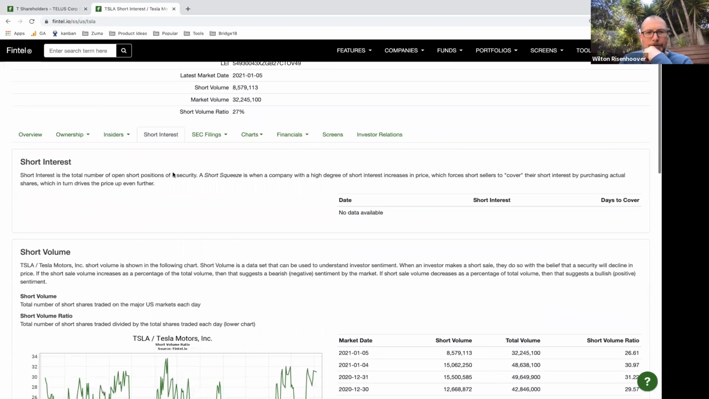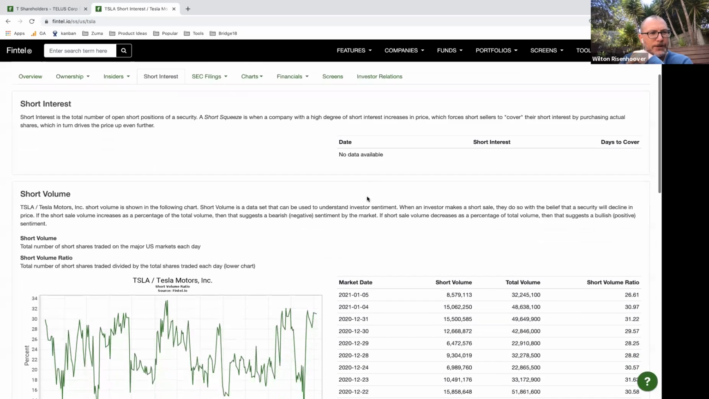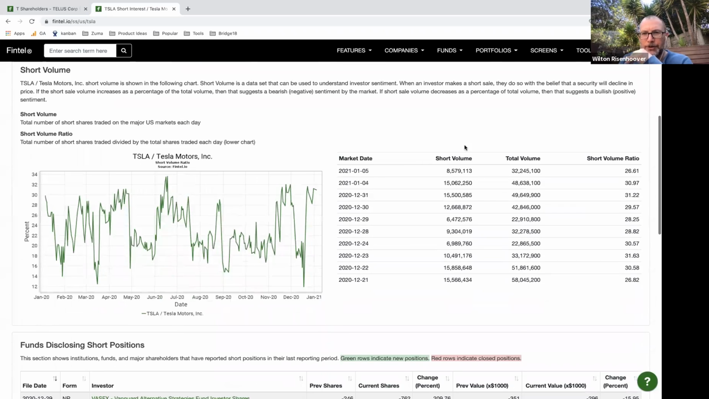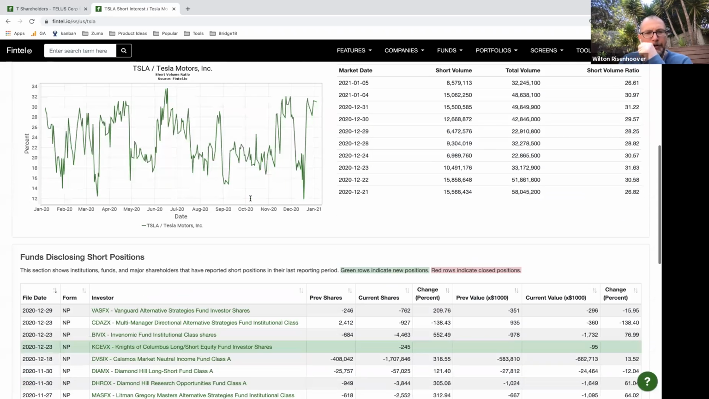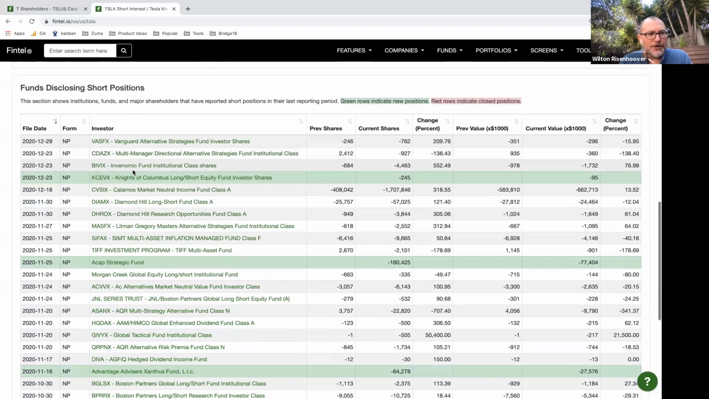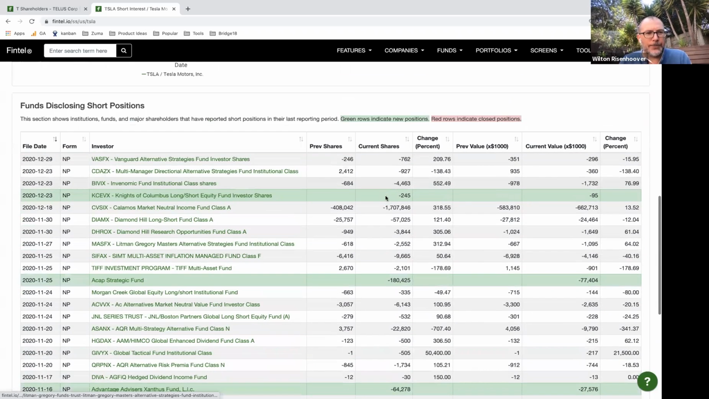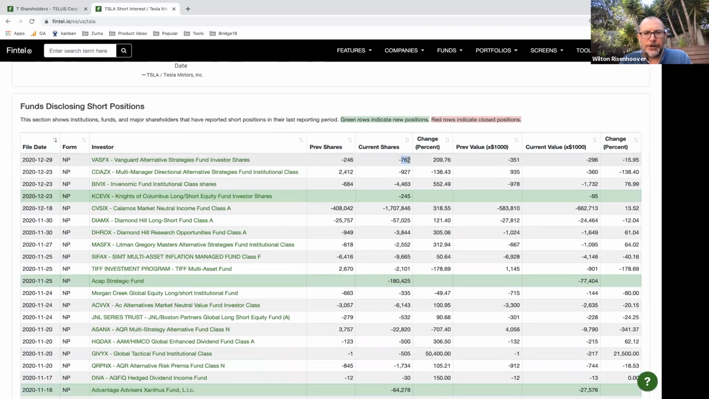Now, like I said, we don't have Nasdaq or NYSE listed companies' short interest yet. We're licensing that, so this is going to be blank for somebody like Tesla. We have the short volume here, which is updated on a daily basis. And if you go further down to the bottom, you have all of the funds that have disclosed short positions in Tesla. Again, not every company has to disclose their short positions. You can see that the current shares short here are negative 762 shares, or negative 1 million shares.